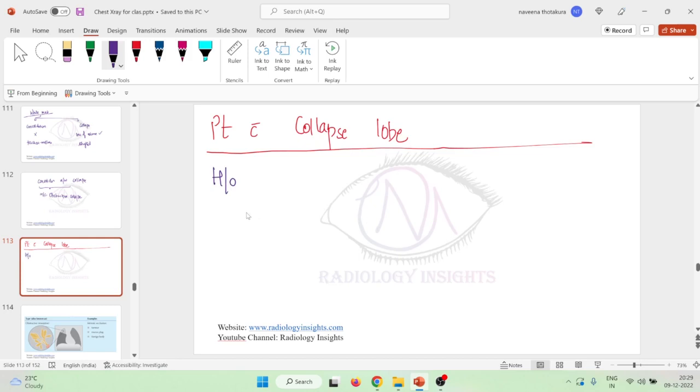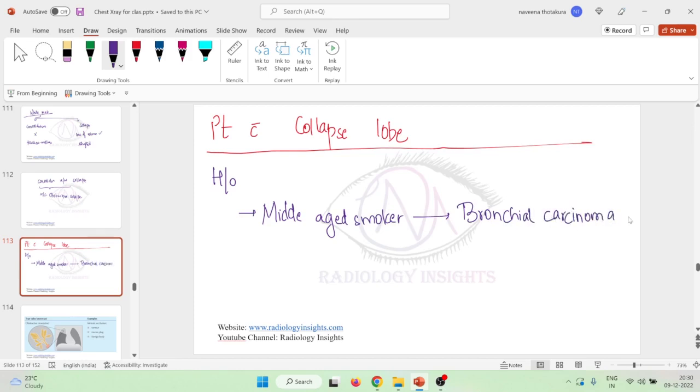If a middle-aged smoker presents with a collapsed lobe, then always the likely cause is bronchial carcinoma.